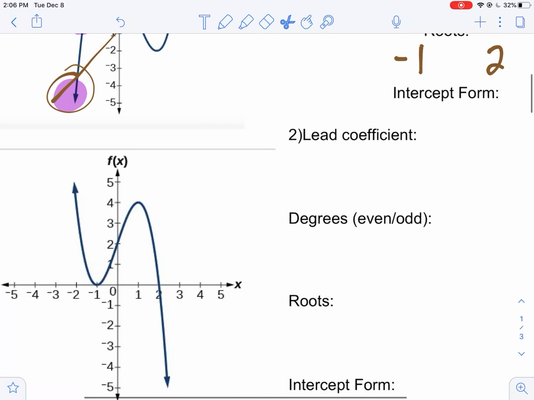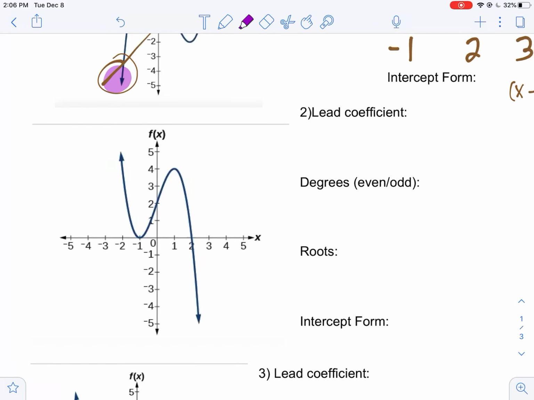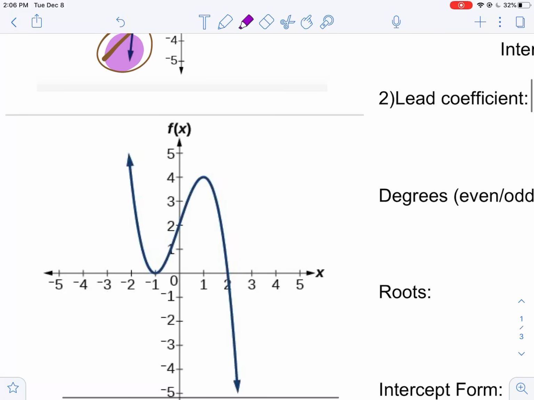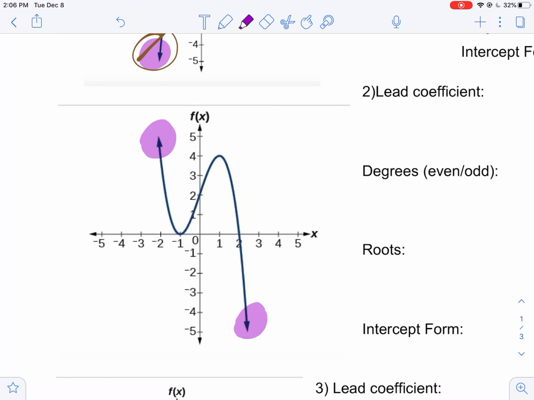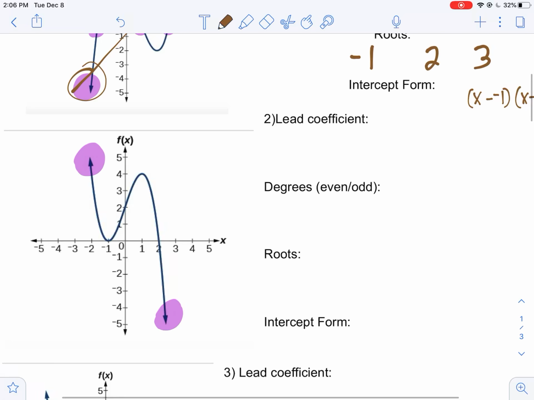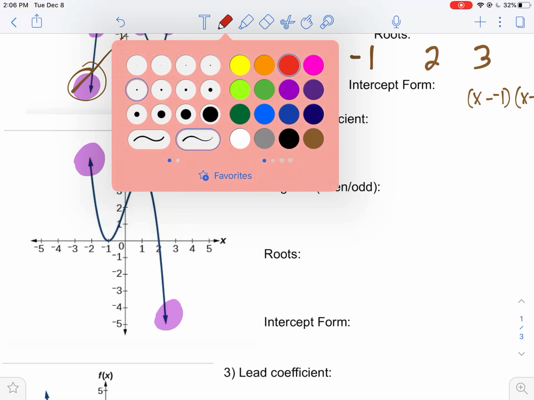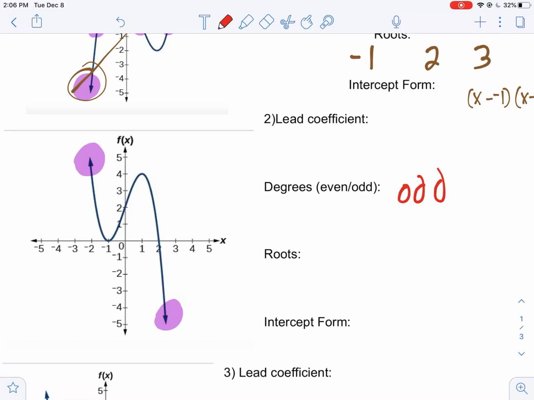All right, now we look at number 2 here. Number 2 gets a little trickier, but I'll show you how you can navigate this. Now, it starts up here and ends down here. So since it's starting and ending in different places, I know it's got to be odd. As far as whether it's positive or negative, if you notice the general direction, it's going downwards, isn't it? Notice how it's going down? That means I would have a negative leading coefficient.